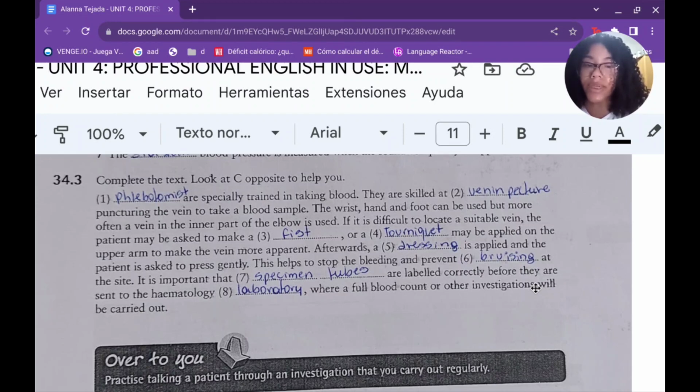Afterwards, a dressing is applied and the patient is asked to press gently. This helps to stop the bleeding and prevent bruising at the site. It is important that specimen tubes are labeled correctly before they are sent to the hematology laboratory, where a full blood count or other investigation will be carried out.